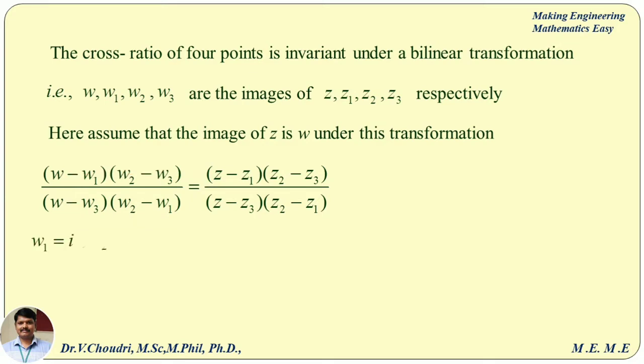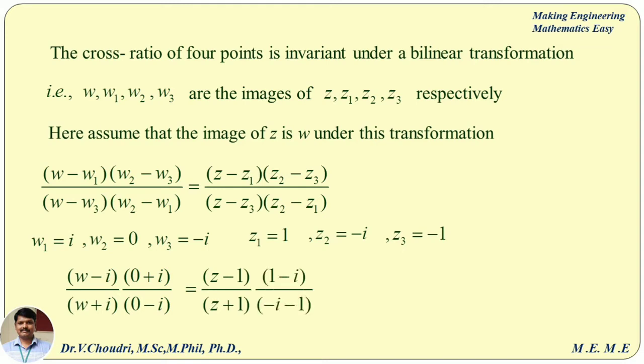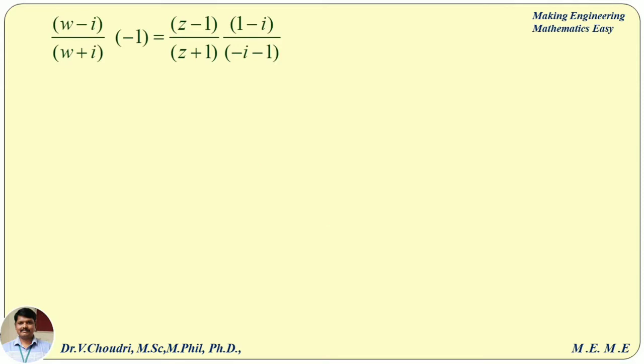Now we are going to substitute the w1, w2, w3 values and z1, z2, z3 values in the above formula. Therefore, w minus i divided by w plus i, into 0 plus i divided by 0 minus i, equal to z minus 1 divided by z plus 1, into 1 minus i divided by minus i minus 1. Now we simplify this equation. After the simplification, we got this step.